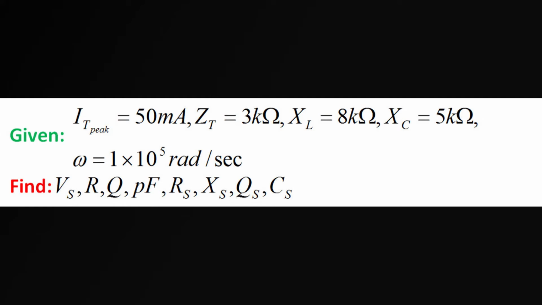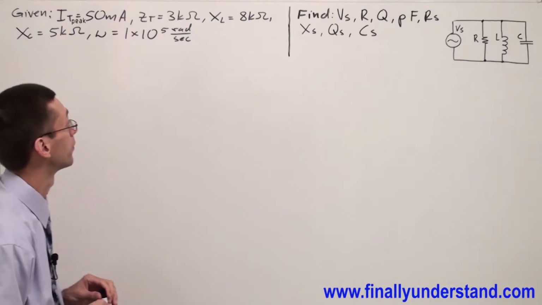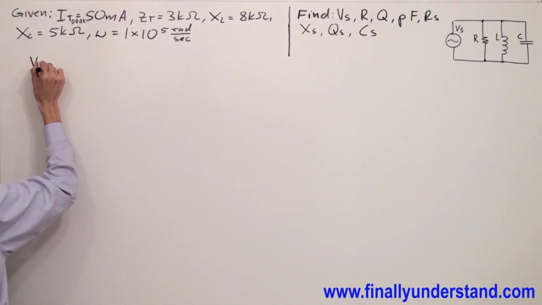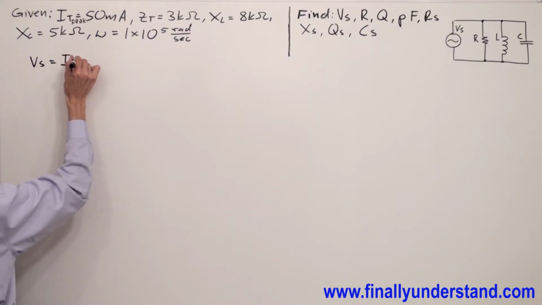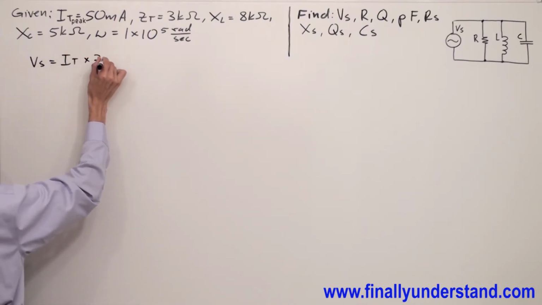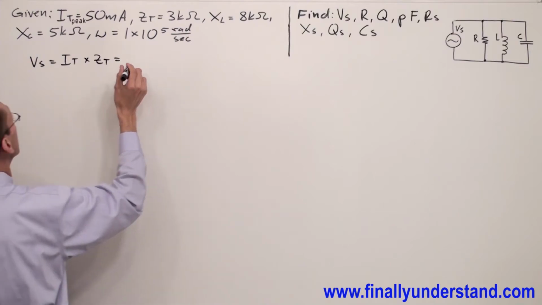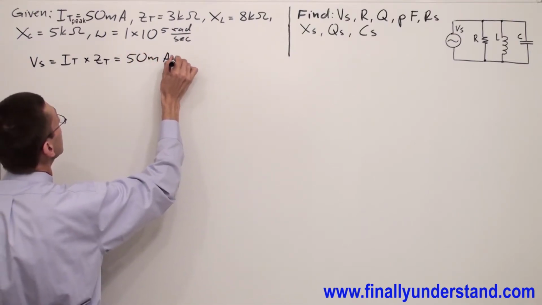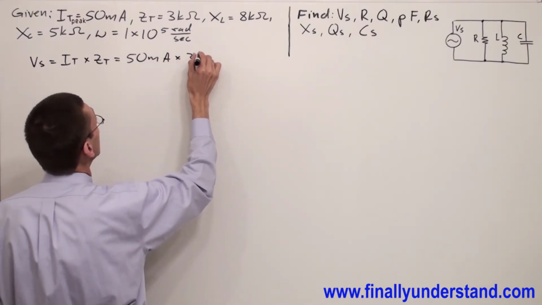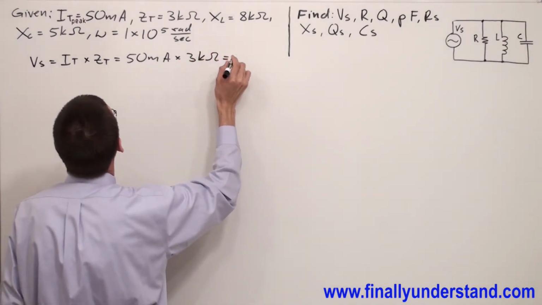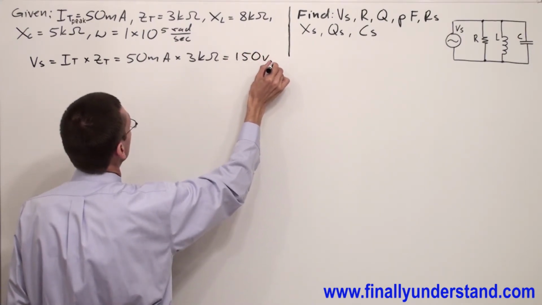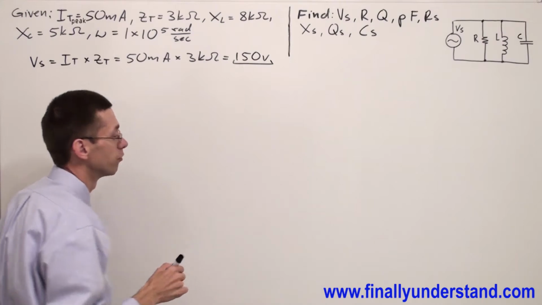Let's take a look at this example. I have given I total and Z total, so I can find a very easy voltage source. The voltage source is equal to I total times Z total, where I total is equal to 50 milliamps times Z total, 3 kiloohms. This is equal to 150 volts. Okay, this is my voltage source.